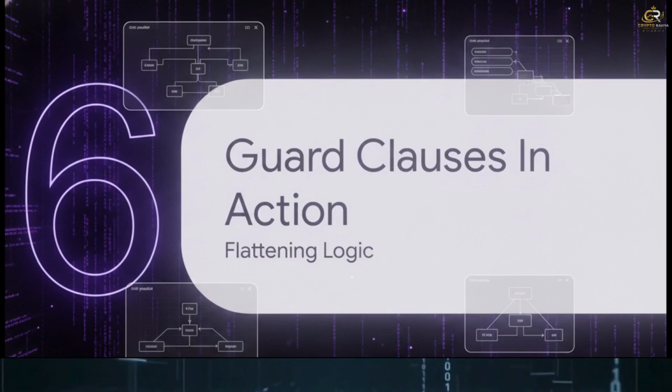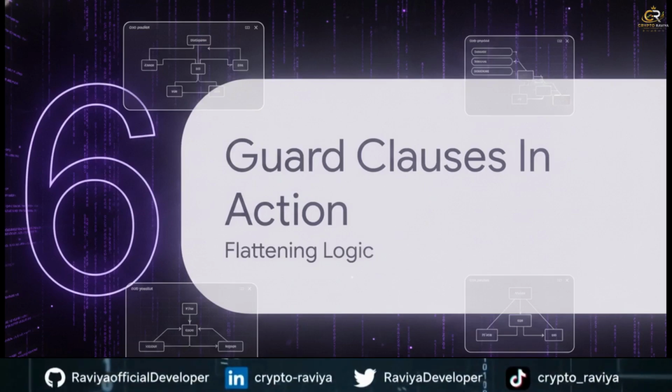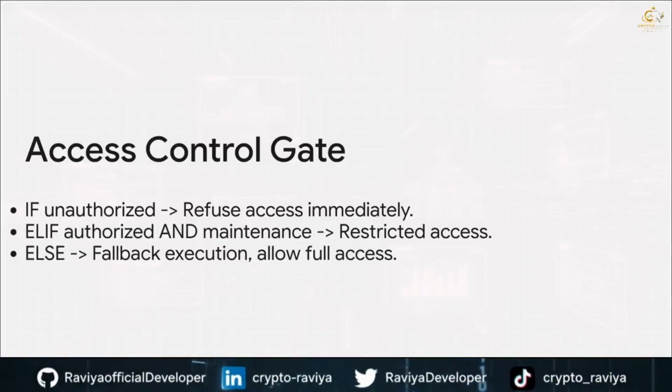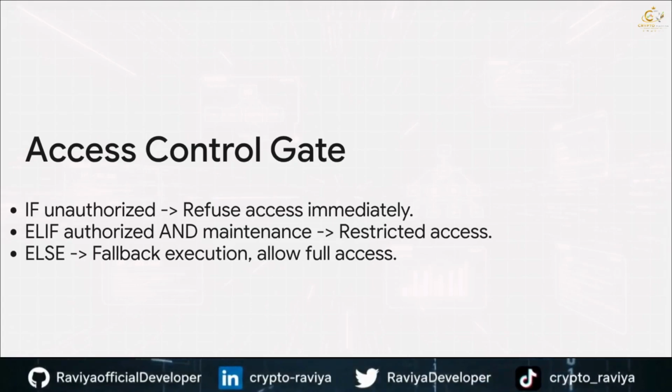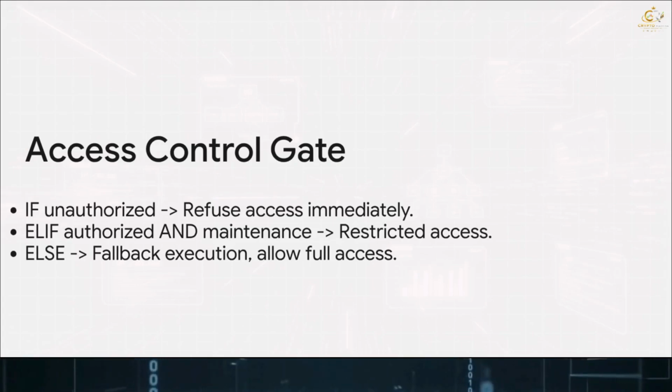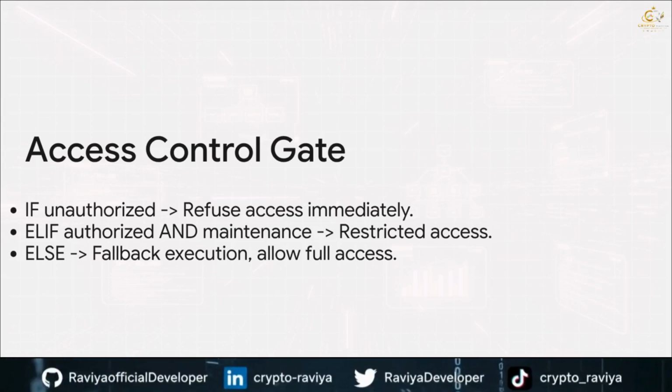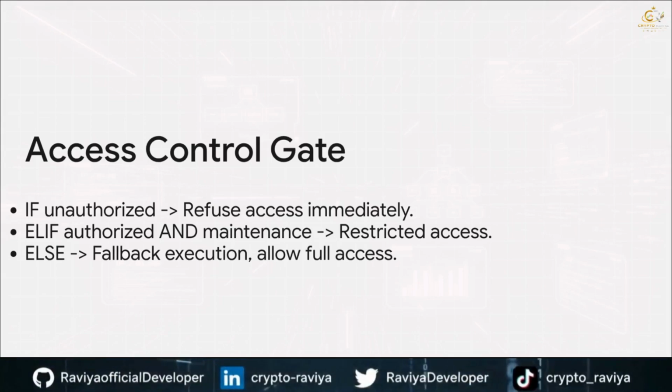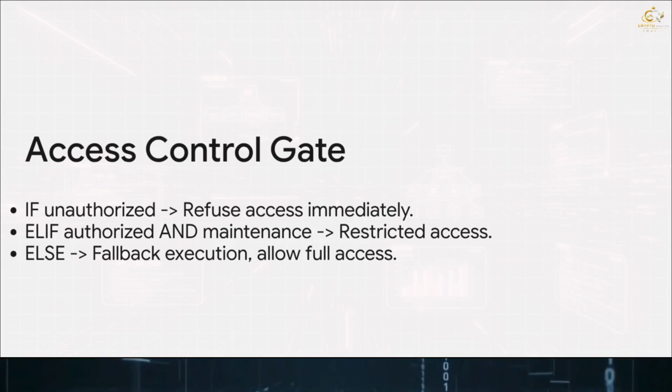Bringing us to Section 6, Guard Clauses in Action. Let's actually walk through building an automated access control gate together. Step 1, we drop in our guard clause. If the user is unauthorized, we refuse access immediately and exit. The remaining code doesn't even run.